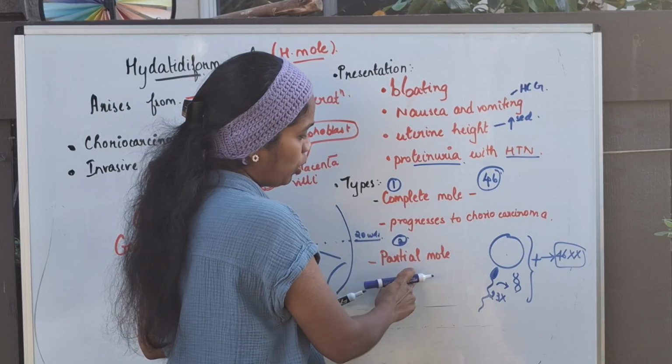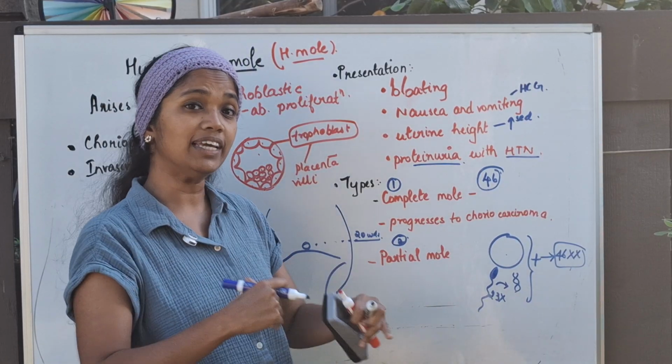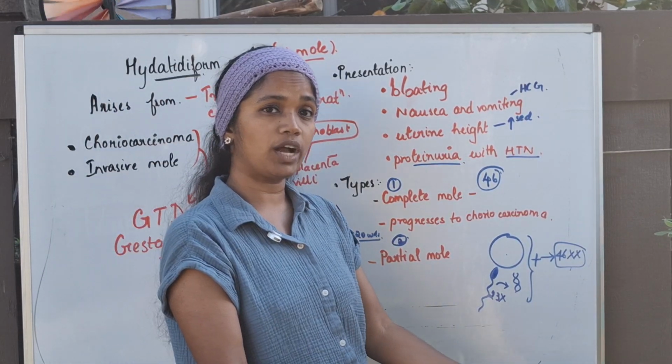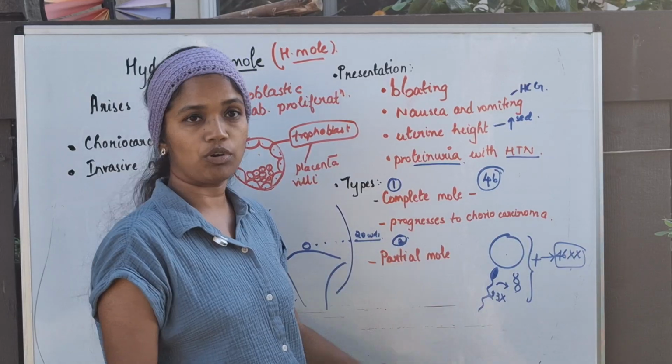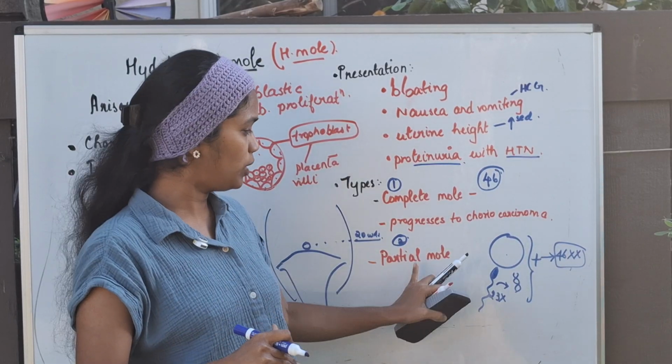Whether the complete mole or the partial mole, which mole has a higher chance of progressing to choriocarcinoma? It is the complete mole which progresses to choriocarcinoma compared to the partial mole.